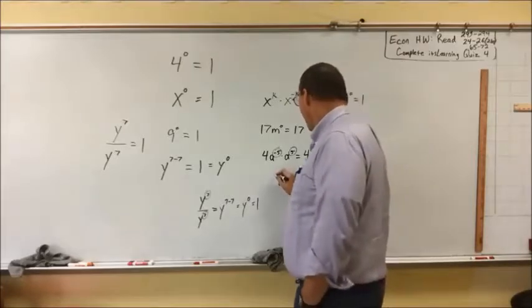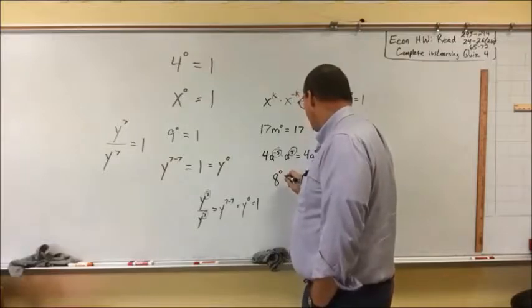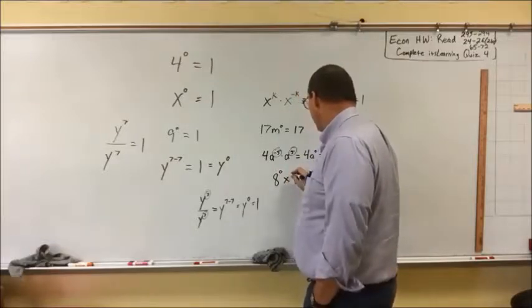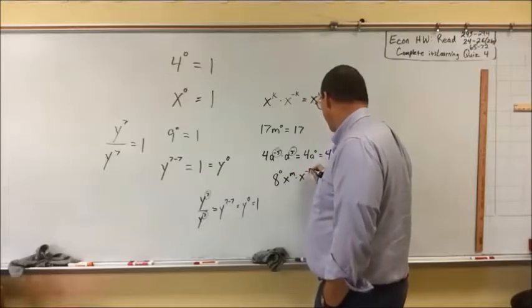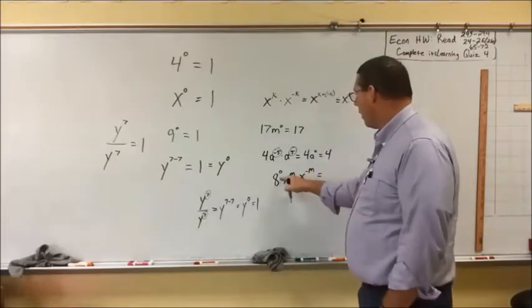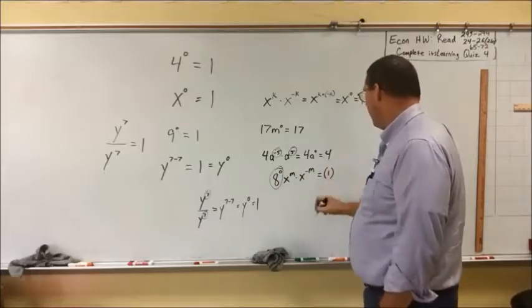But what if I had 8 to the 0 power times x to the m power times x to the negative m power? Well, now 8 to the 0 power, that equals 1.